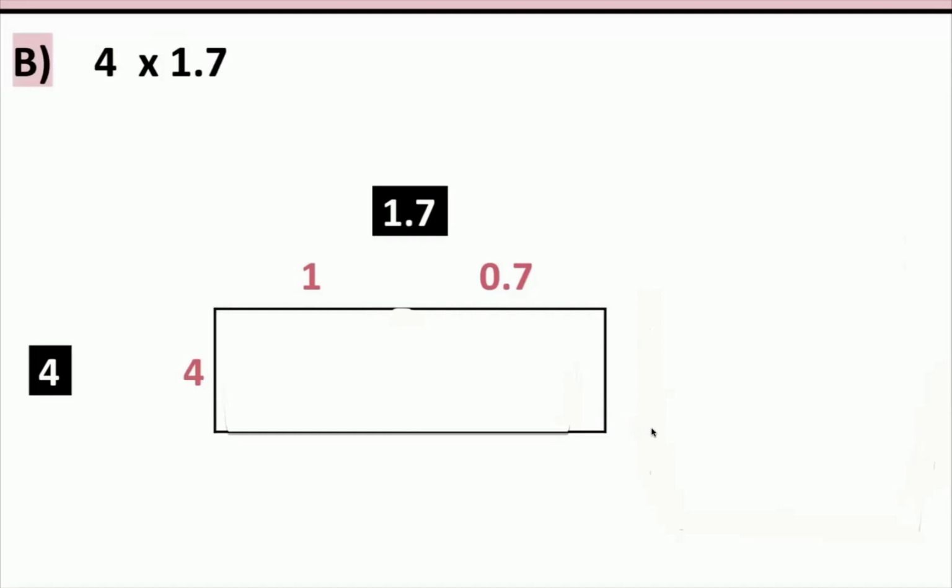All right, for problem B, we didn't need to split up 4 at all. Okay, so we can just leave that as 4. It's okay if you had it on the top of your rectangle too. It doesn't really matter. And then we have 1 and 7/10 split up. So let's keep checking. You should have had 4 and 2.8 inside your squares.